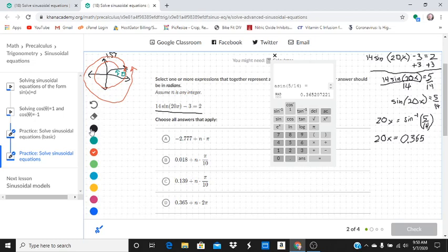So really, try to write this a little smaller, really 20x is going to equal this 0.365 plus n times 2 pi. Okay, so I really crammed that in there. All right. So you see that as one of the potential solutions. You go, oh, okay, maybe I'll choose that. But don't, because we have to solve for x, not 20x. So we have to divide everything by 20.